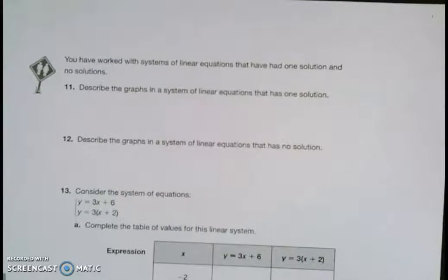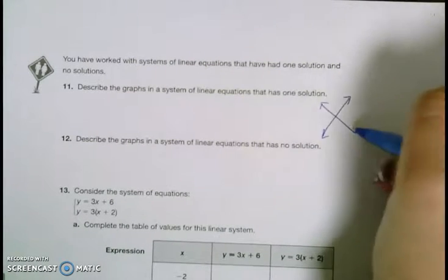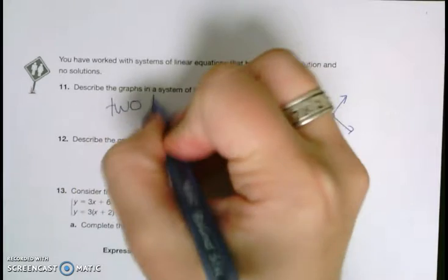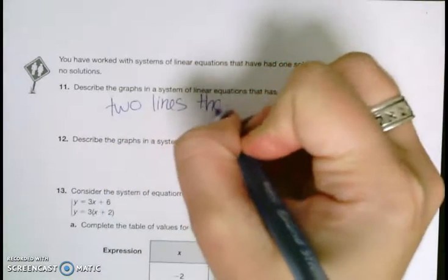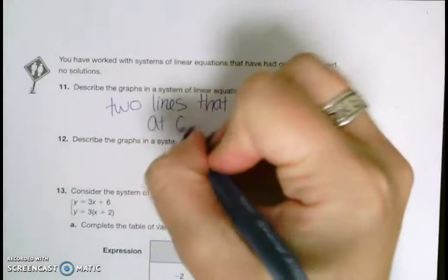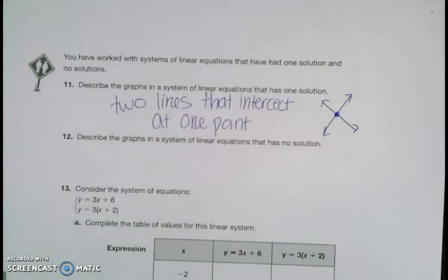And then on this last page here, number 11 says, describe the graphs in a system of linear equations that has one solution. If you'll remember, one solution is going to look like this, like an X, and there's one point where those are going to intersect. When it has one solution, they intersect at one point. So 2 lines. Go ahead and represent this with a graph and with words.